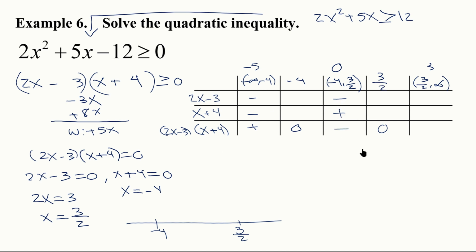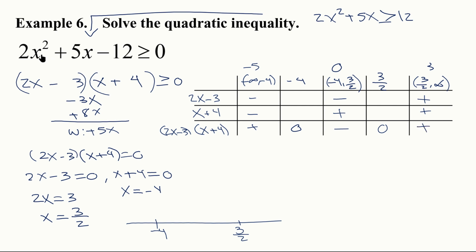For 3/2, we're done. So for 3/2 to infinity, we pick 3. So 2 times 3 is 6 minus 3, that's positive 3, so it's positive. For x plus 4, we're plugging in 3. 3 plus 4 is 7, so that's positive as well. So the product will be positive as well.